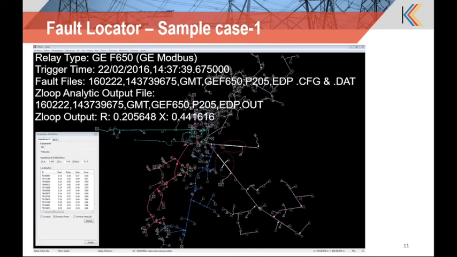This is one of the sample cases. This is a GE F650 relay. It uses a custom Modbus protocol, which we call GE Modbus, and the trigger time is 2016. The fault file generated, with a CFG, is converted into a COMTRADE file and the loop analytic output is indicated. The loop values R and X are transmitted over 104, and SCADA analyzes them with the GIS map and indicates the location. From the feeder, these are the two possible locations with respect to the permitted error, based upon the distance from the outgoing feeder. Two locations have been indicated.